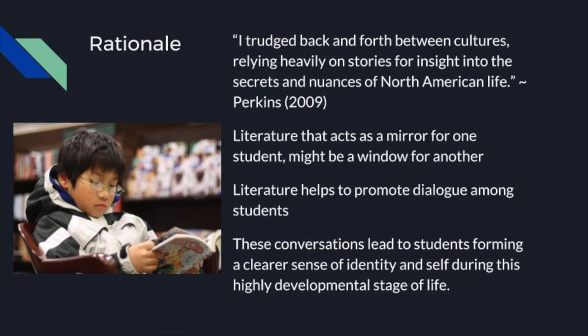One of my biggest influences with this multi-genre unit was the Perkins text, because I felt like I could use literature, to use Rudine Sims Bishop's metaphor, both as a window into American life, but also as a mirror to help those that maybe are having trouble assimilating feel less isolated. Literature that acts as a mirror for one student might be a window for another, and this can help to promote a dialogue among students that can lead to a greater understanding for everybody.